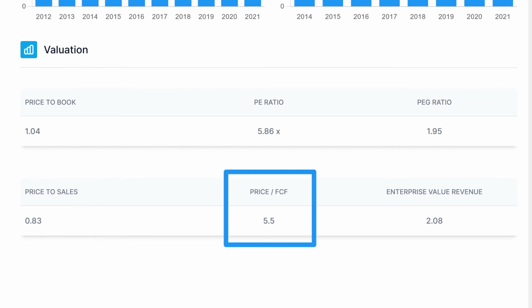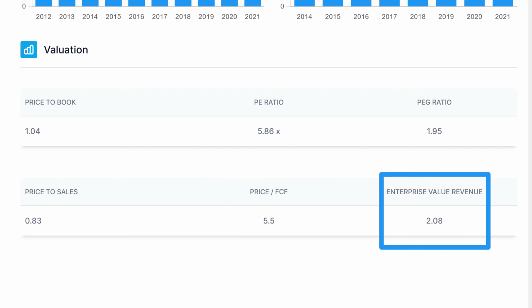The price free cash flow values a company against its free cash flow by taking its share price and dividing it by its FCF per share. This ratio is similar to price to earnings, but omitting paper-only expenses. This indicator makes it possible to value companies within very capital-intensive industries, which carry out significant allocations to depreciation.